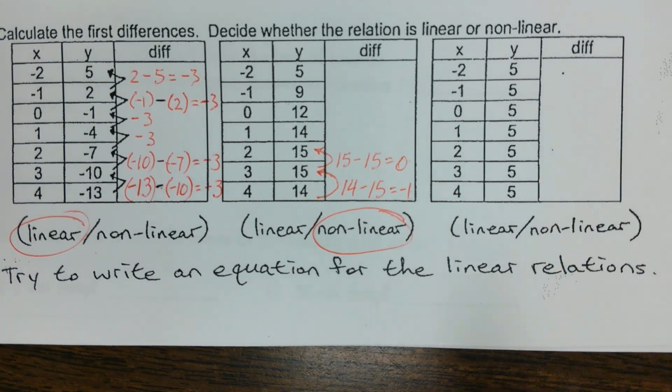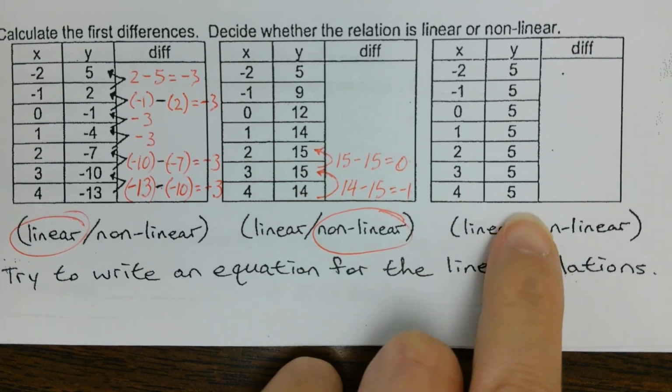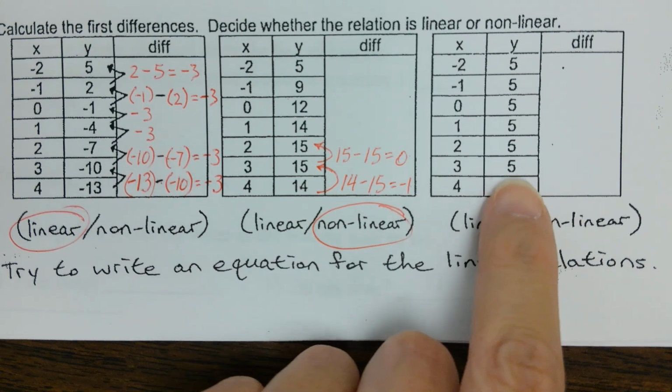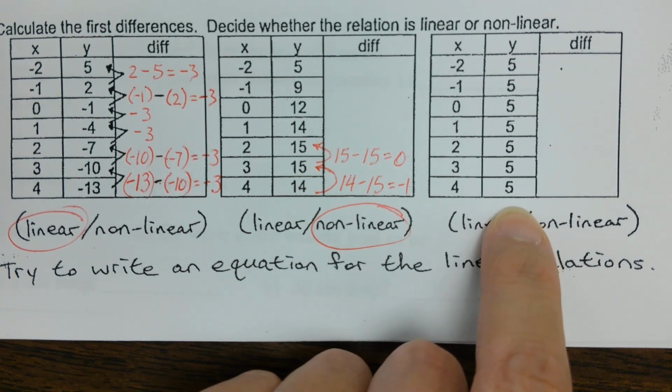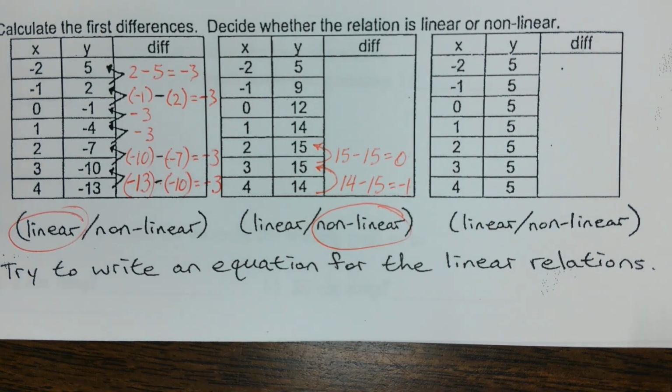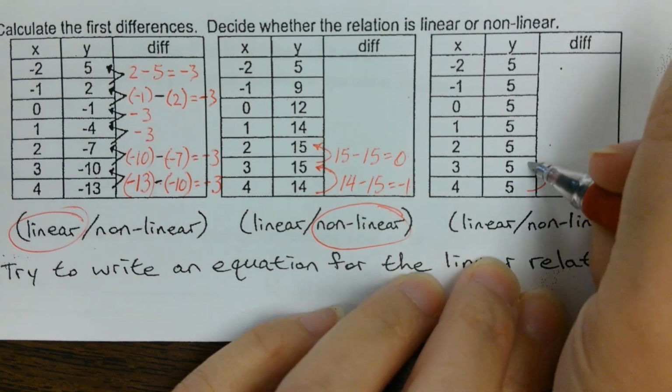All right, what about this one? All right, so just looking at this table, who says it's linear? All right, who says it's nonlinear? It has to be one or the other. Okay, let's ask that again. Looking at just this table right here, who says it's linear? Who says it's nonlinear? All right, yep, you are right.